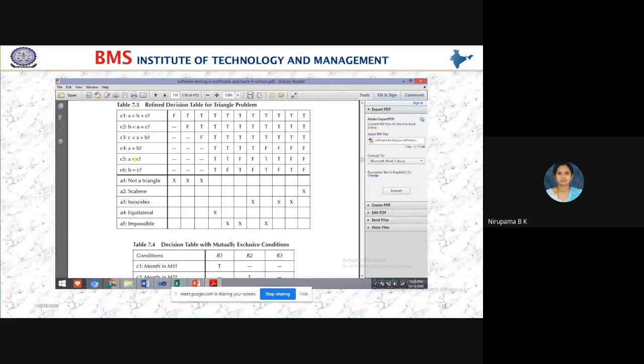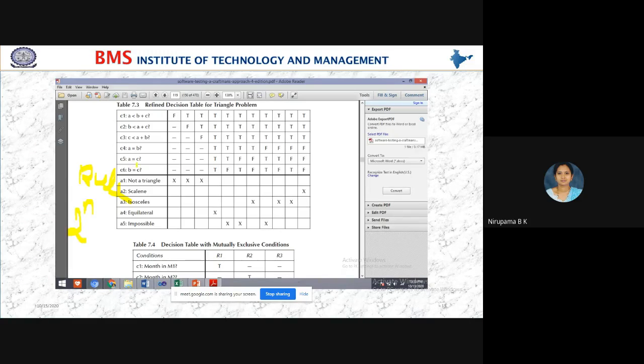To count the number of rules in the redefinition of the triangle problem table, here we need to calculate the number of rules. That is nothing but the rule count. Then how to calculate the rule count? That is the question. The formula to count the rule count is 2 to the power of n.